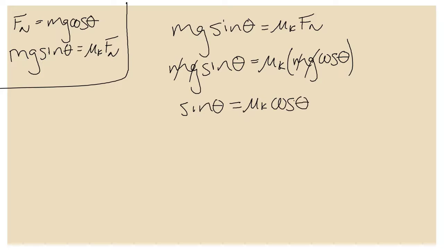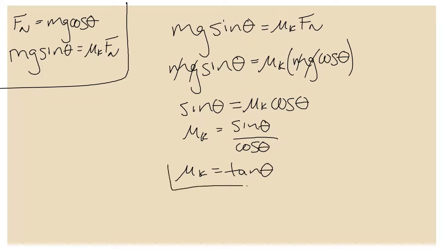Hopefully now, based on what we did yesterday, you see where this is going. When I solve this for the coefficient of kinetic friction, I get that the coefficient of kinetic friction is equal to sine theta over cosine theta. That means the coefficient of kinetic friction is equal to the tangent of the angle. Now, as I mentioned before, I just want to take a second to talk about this.